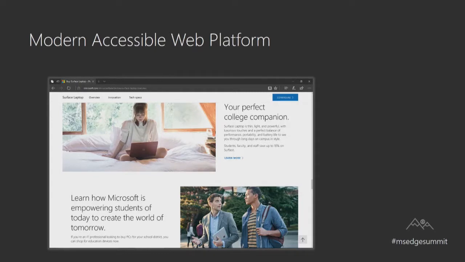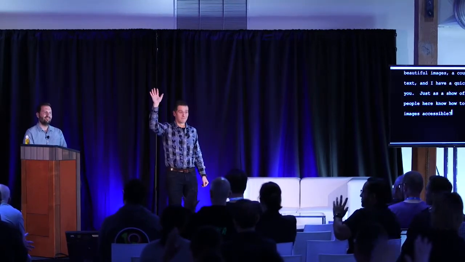And I have a quick question for you. Just as a show of hands, how many people here know how to make these two images accessible? Oh, that's awesome. That is awesome. So, thumbs up. I'm going to speak mostly for you, because you're probably thinking I'm going to add an alt text and describe what the image does. In this case, a person reading on a surface. Not quite. Actually, that would not be the right thing to do in this case.